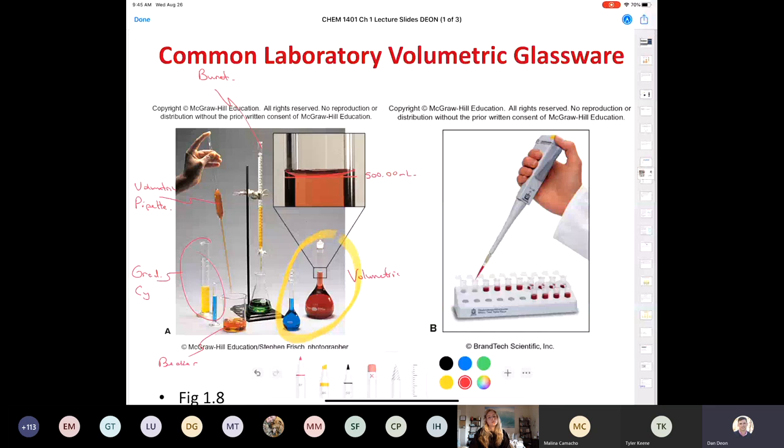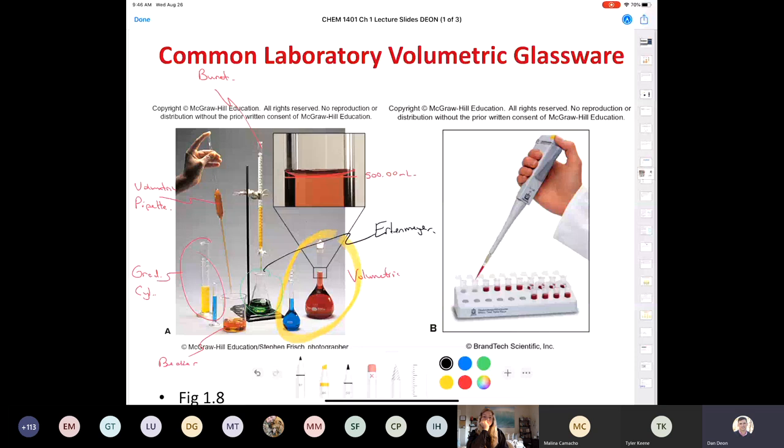Can anybody name this one here, this one that I have circled in green? Yeah, Jonah and Violet said it's the Erlenmeyer flask. Absolutely right. So this is the Erlenmeyer. Okay, there we go. So those are common types of glassware that are used to measure volumes in the lab.